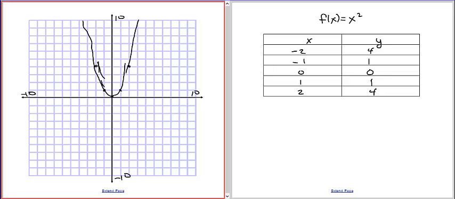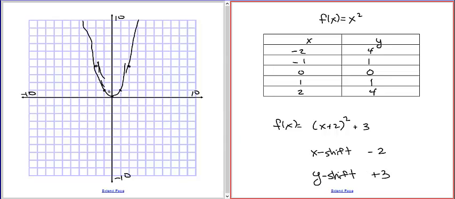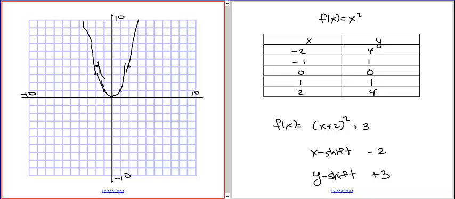Now, if you have a translation, let's do a function with a translation. So I'll have (x plus 2) squared plus 3. And so from what we know so far, we know that we have an x shift of -2 and a y shift of +3. So we can change the vertex of this from 0, 0 to -2, 3. So that puts me right there. Let me use red. So that's my new vertex.